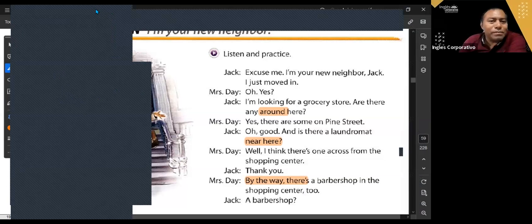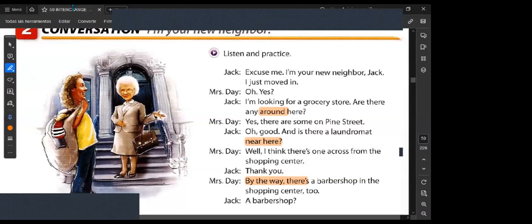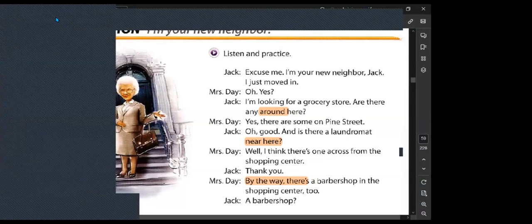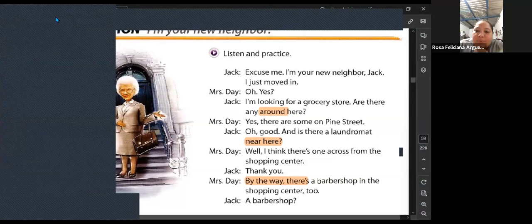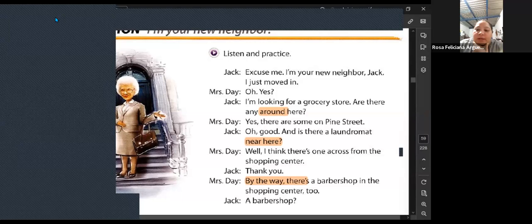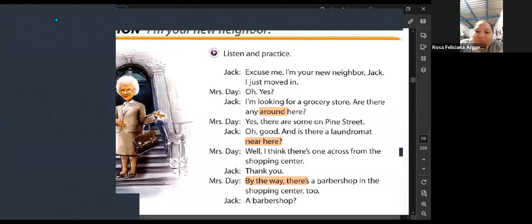Go ahead. Excuse me. I'm your new neighbor, Jack. I just moved in. Oh, yes. I'm looking for a grocery store. Are there any around here? Yes, there are some on Pine Street. Oh, good. And is there a laundromat near here? Well, I think there's one across from the shopping center. Thank you. By the way, there is a barber shop in the shopping center too.